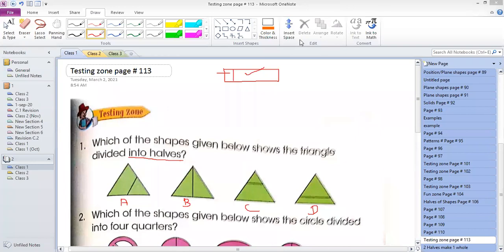Yes, guys. A is divided into two halves. Yes or no? No. Very good. Why no? Because we can see that this part is smaller and this part is bigger and they are not same in shape. They are different in shape. It has this type of shape, and this type of shape, and this type of shape. So we can say that A is not divided into two halves. So I'm not going to do anything with A.